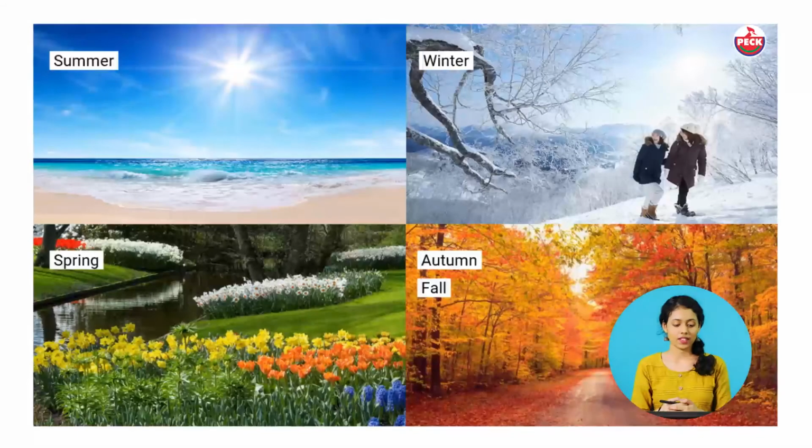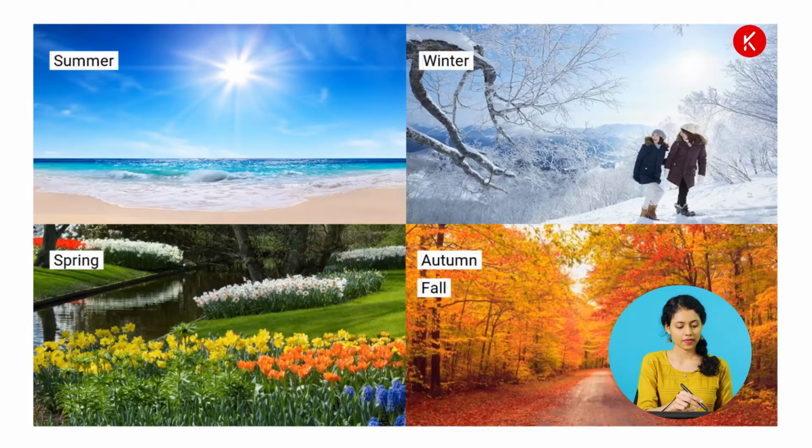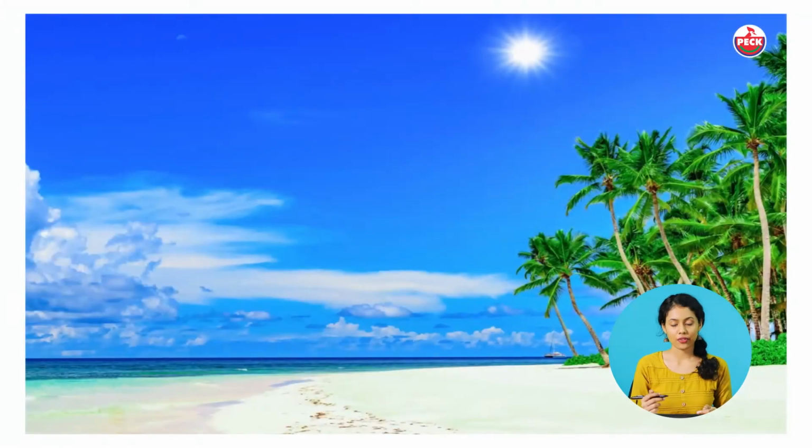Now let's sum up the different seasons that we learnt. There's summer, winter, spring, and autumn, otherwise known as the fall season. Now it's time for a small activity. I'm going to show you some pictures and I want you to guess the season based on the pictures. Let's begin. So this is our first picture. Can you guess what picture is on the screen?